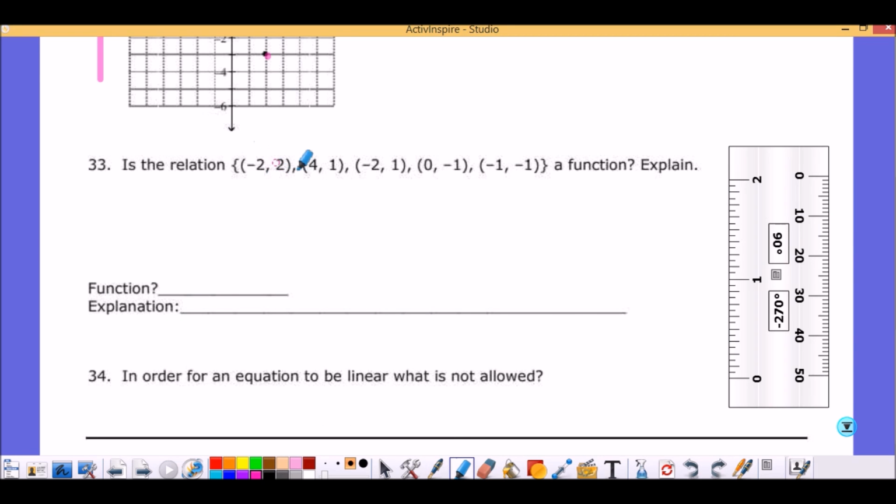All right, so problem number 33 is asking the same thing. So let's take a look at the ordered pairs. I have my x and my y, which I'm going to go ahead and label. And remember, in order for something to be a function, x's never repeat. Well, if you notice, -2 repeats, so this is not a function.